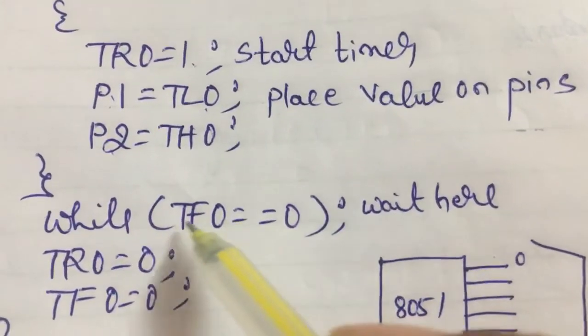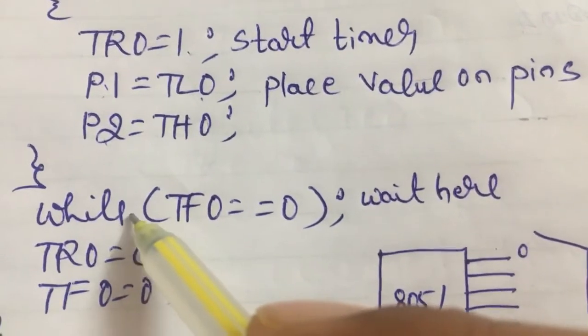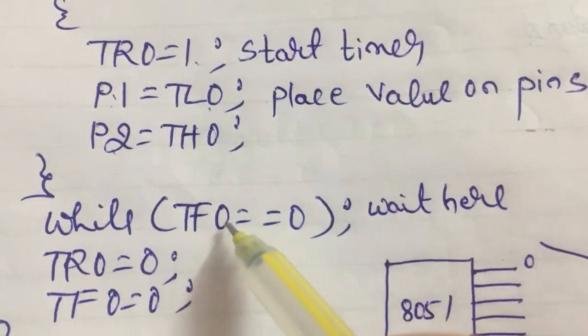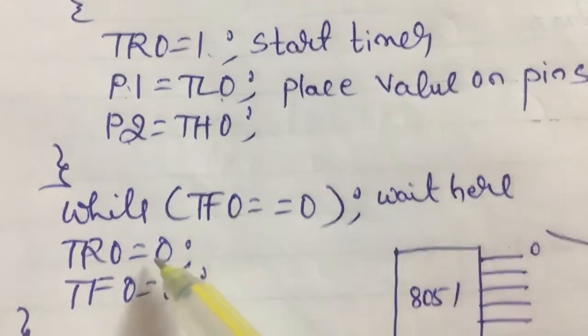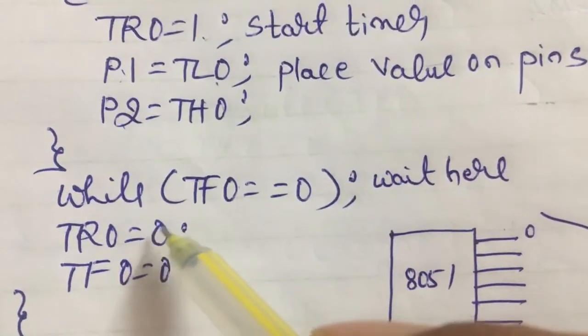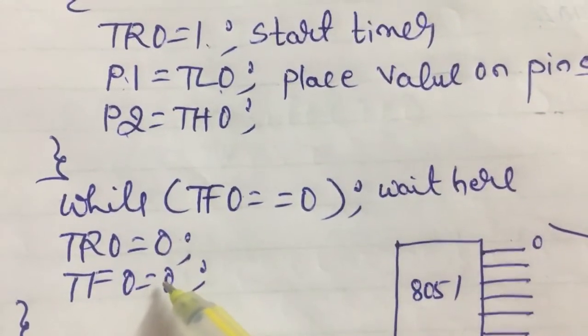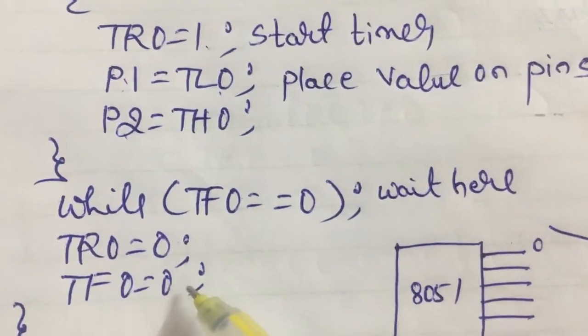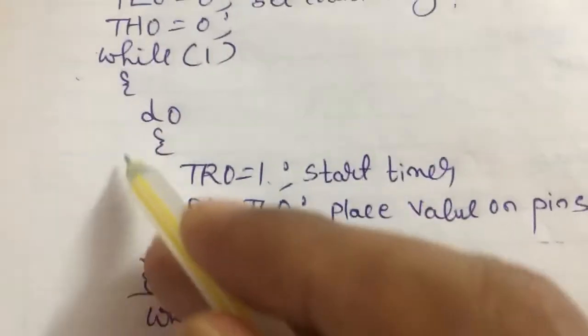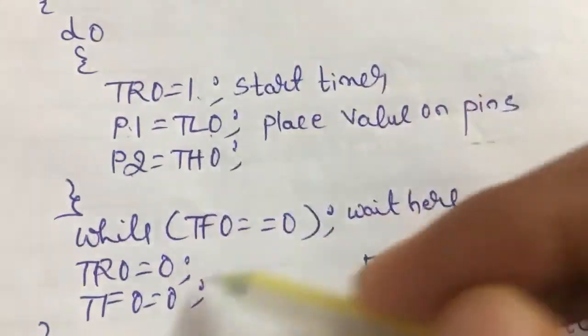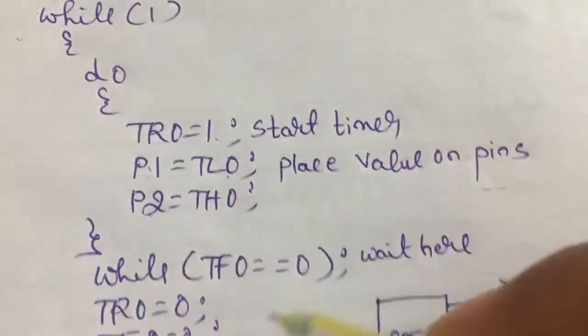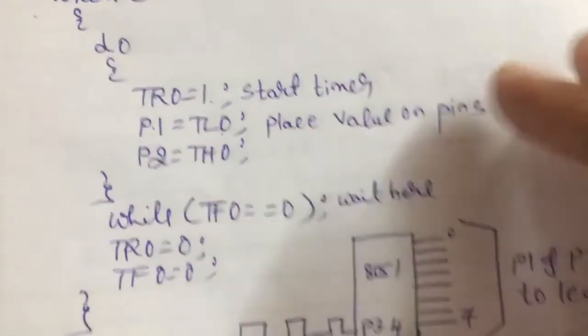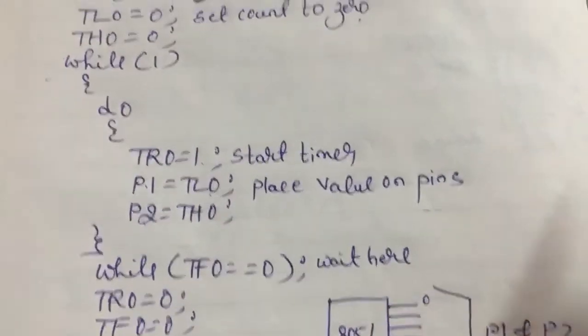Here the compiler will wait until the TF value becomes equal to 1. When it becomes equal to 1, TR0, that is the timer, will be stopped and TF will be made equal to 0. After that, this process will be continued forever. So this is how it's very simple to write a program for the counter.